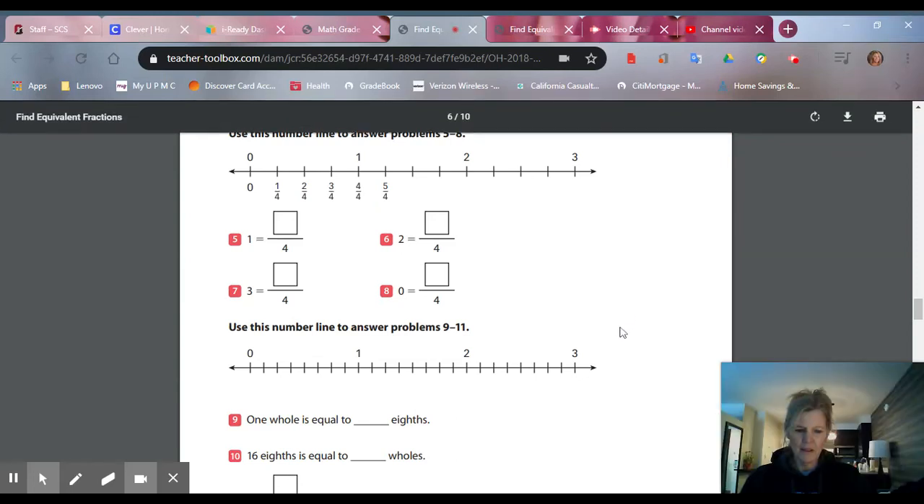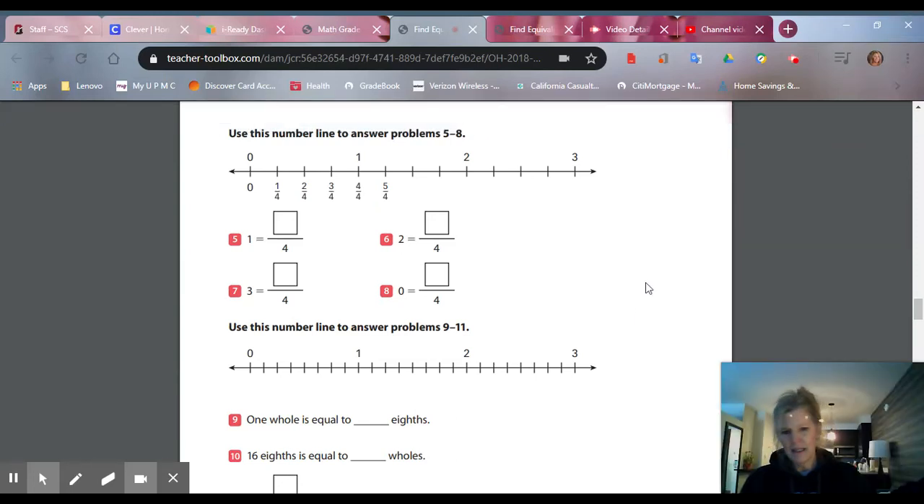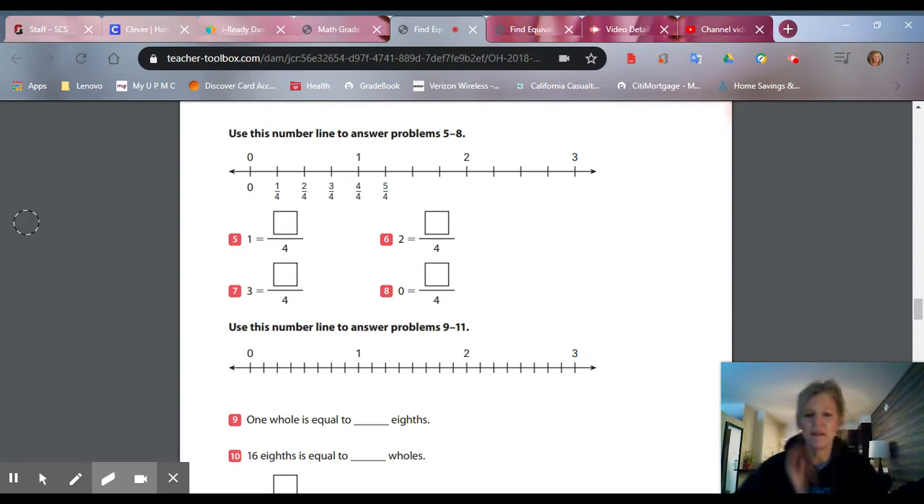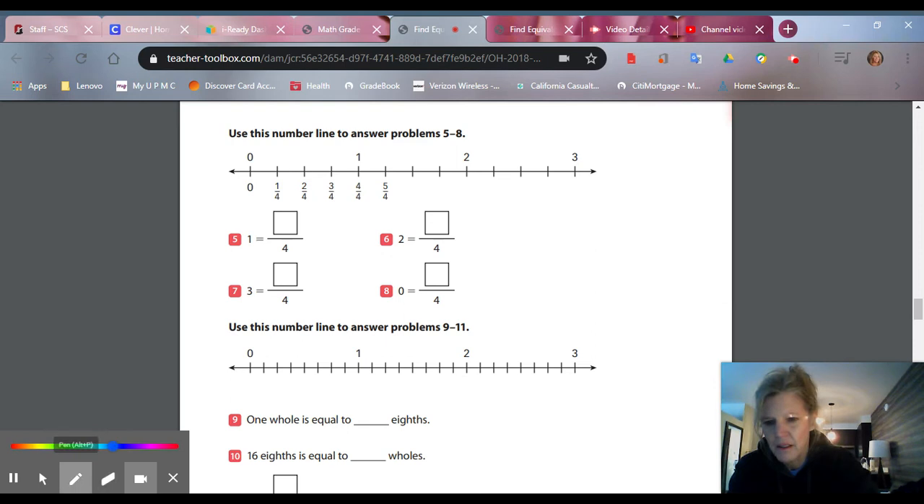All right, let's go on to page 190. We're going to be using a number line to solve problems 5 through 8. The first thing you need to do is to check out this number line to see what they're doing with it. You have a number line that starts with 0.